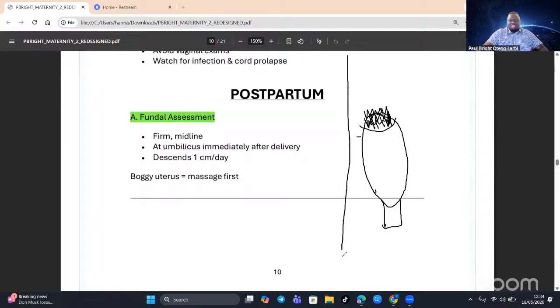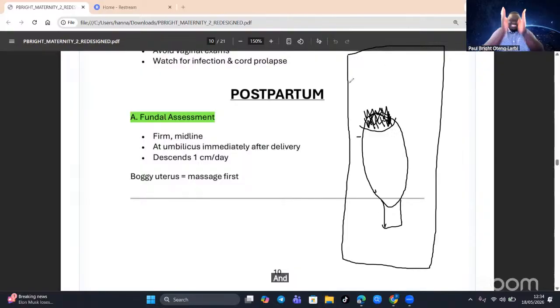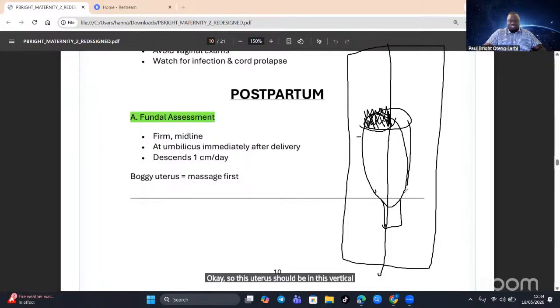Remember, when we started, we said we want the uterus, everything inside the uterus and the body, to be in that vertical position. They should align themselves. So this uterus should be in this vertical position to align itself to the centrality of the body. How can you make it so? The uterus can only assume this position when it is firm. So you massage it to be firm.